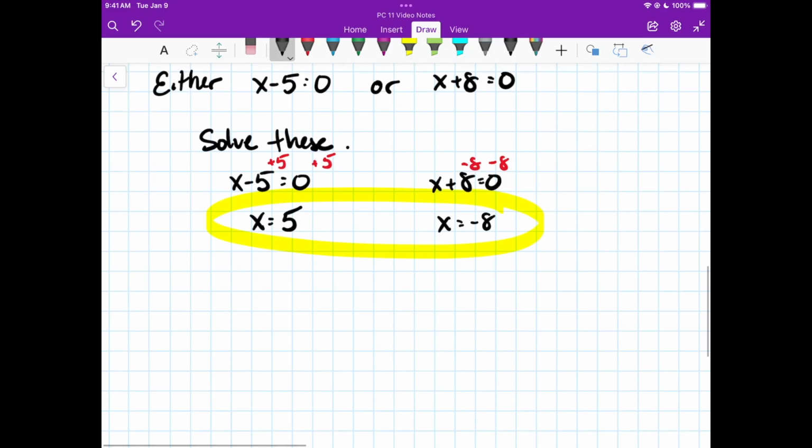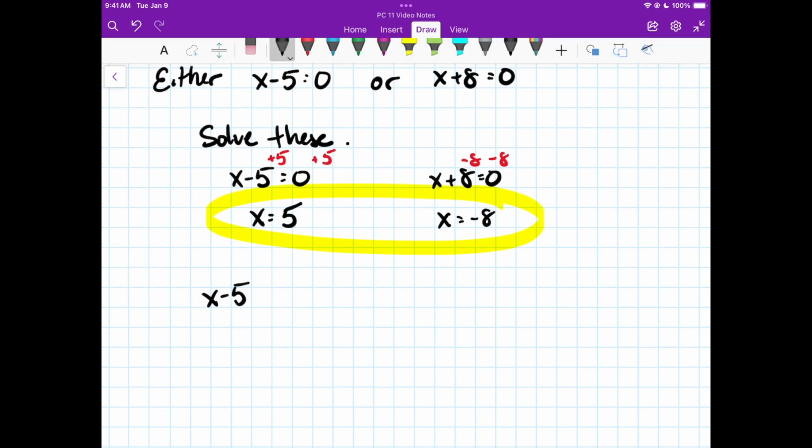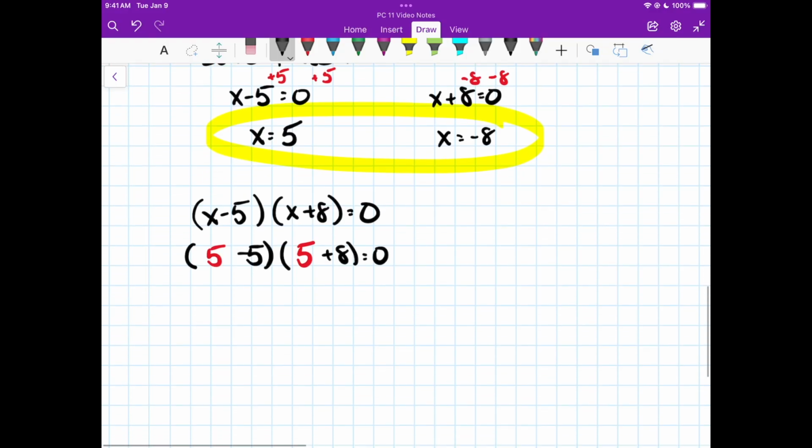And we can even show that this works. If we go back to the original thing we started with, so (x minus 5) times (x plus 8), if you put, say, 5 in for x, right, so we have 5 minus 5, and then 5 plus 8, well, 5 plus 8 is 13, that's fine, but 5 minus 5 is 0. And 0 times 13 is 0. And you'd see the exact same thing if you put negative 8 in. You'd get negative 13 and then a 0 again.